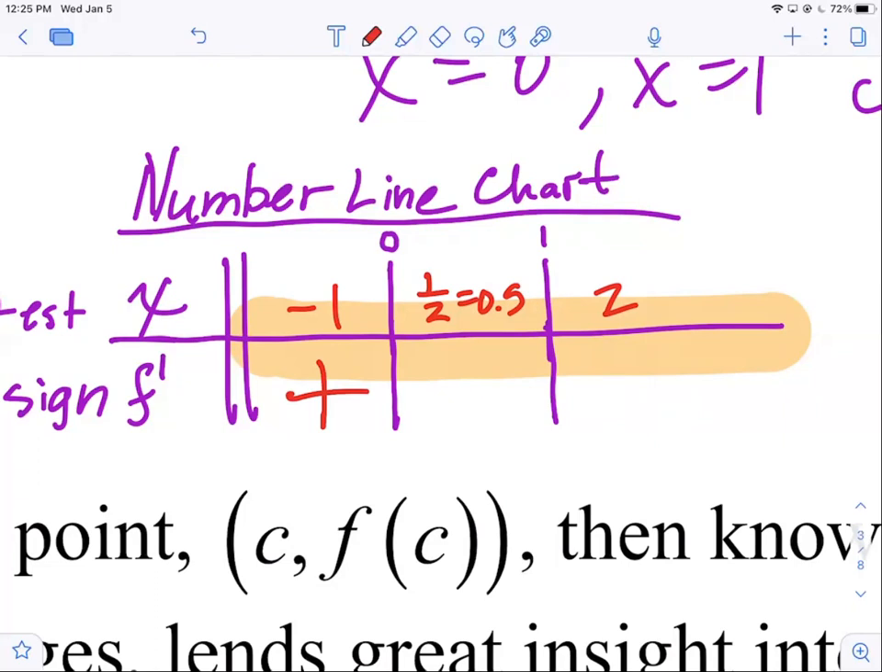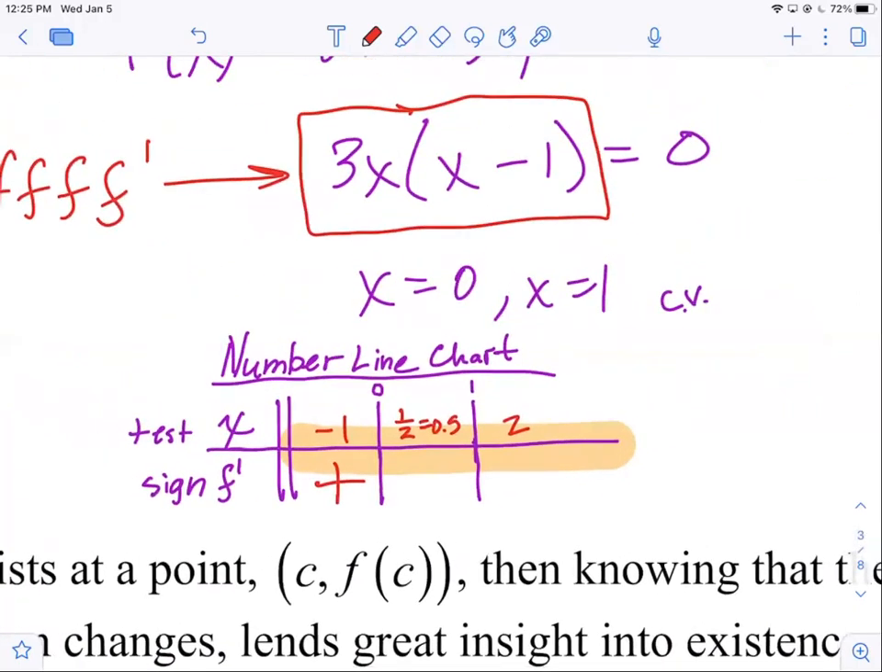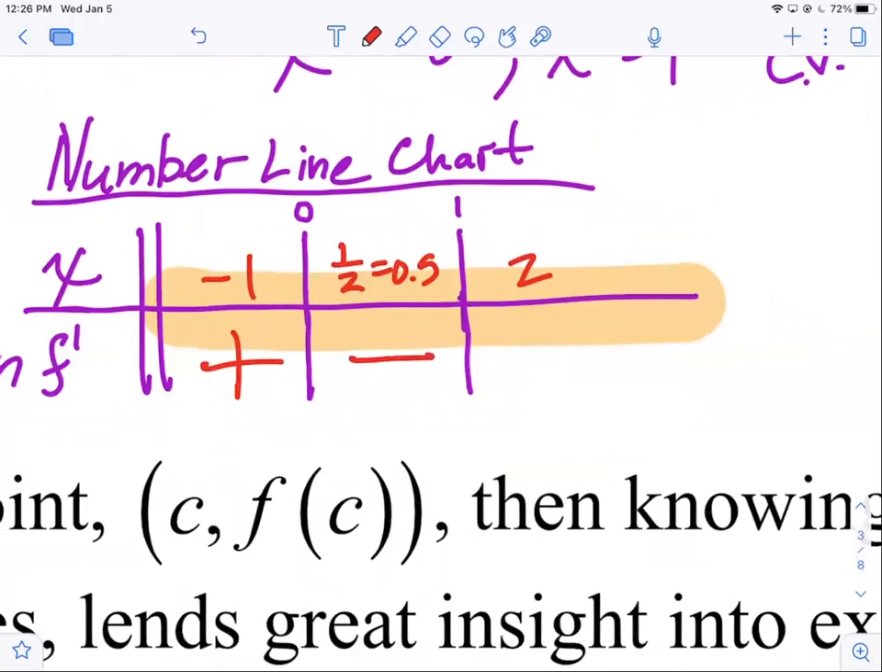The number line chart is not graded. You don't get credit for it, but it's the best way to organize your information so that you get credit for everything else. All right, plug in a 1/2. Which version's easier? I don't care. 3 times 1/2 is positive. Who cares? 1/2 minus 1 is negative. Now, what's a positive times a negative? That's a negative. It's just the sign. We don't care about the value right now. The value tells us how fast it's going up. We just want to know if it's going up or down.